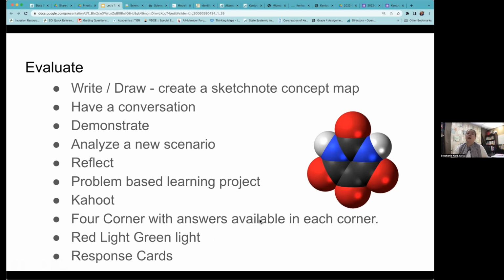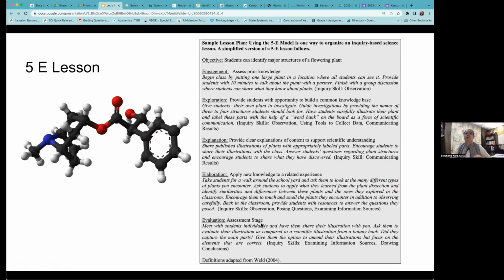Or just have them use response cards that they can show to you. And then again, this is a 5E lesson. This is another good model for that 5E lesson.